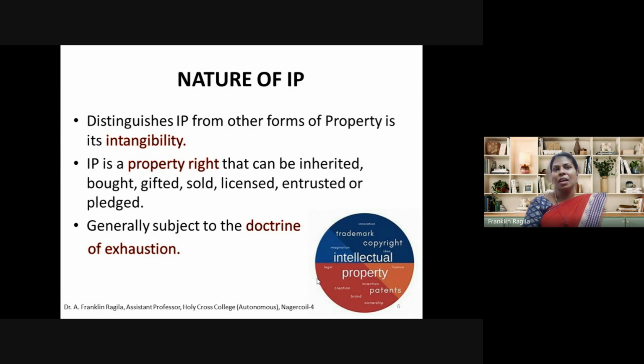Exhaustion in the sense that after a certain period of time, this IP should either be renewed or licensed, or it will come to an end. So IP comes under the doctrine of exhaustion.